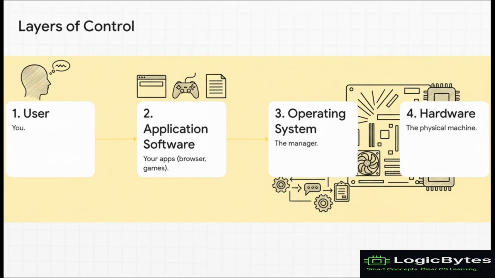And it's not just one big blob of code. Software works in layers. So at the very top, there's you, the user. You interact with your apps, your browser, your games, whatever. That's the application software. But here's the thing. Those apps don't talk directly to the hardware. No way. They have to go through a middle manager. And that manager is the operating system, the great translator that gives the final commands to the machine itself.